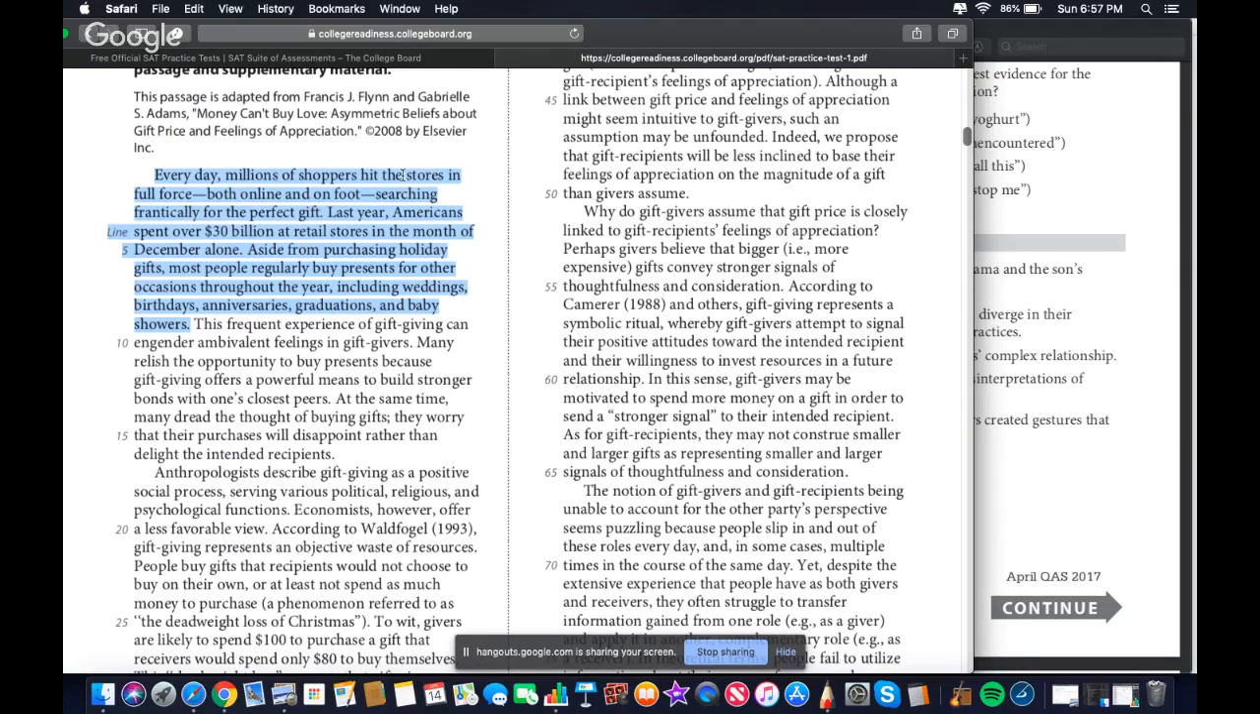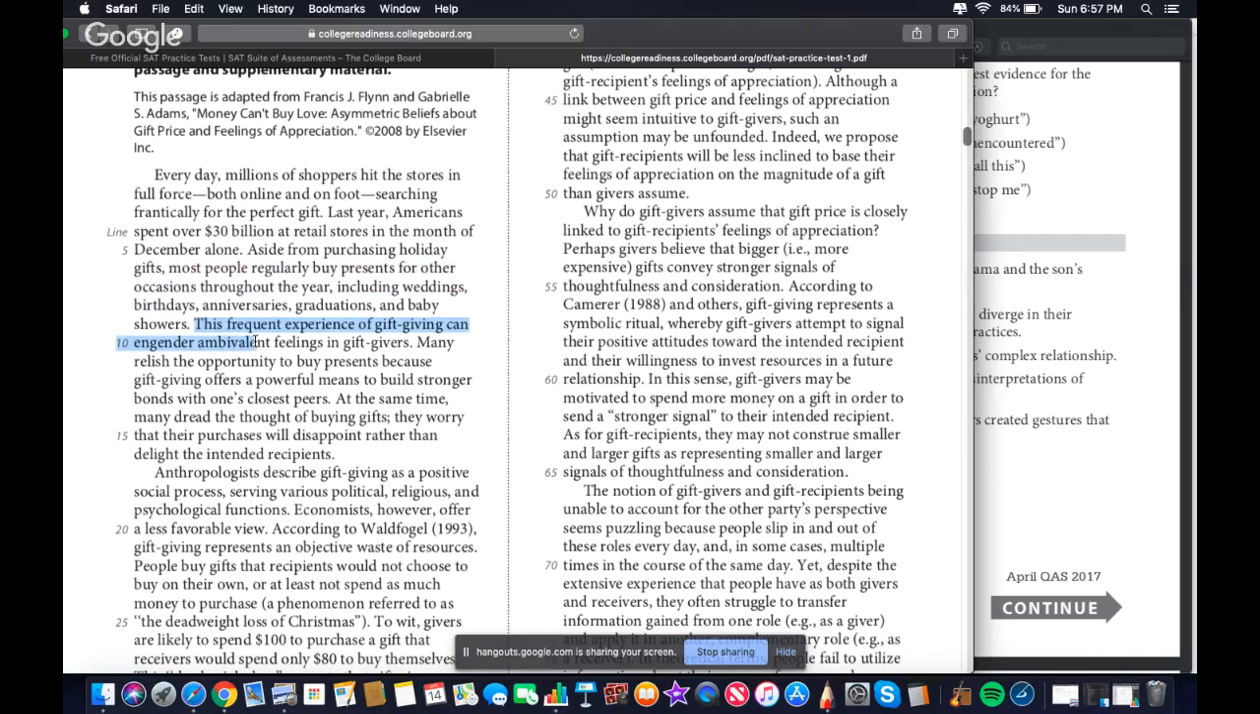Every day, millions of shoppers hit the store in full force, searching perfectly for the frantic gift. They spent over $30 billion. Aside from purchasing holiday gifts, most people regularly buy presents for other occasions throughout the year: weddings, birthdays, anniversaries, graduations, baby showers.